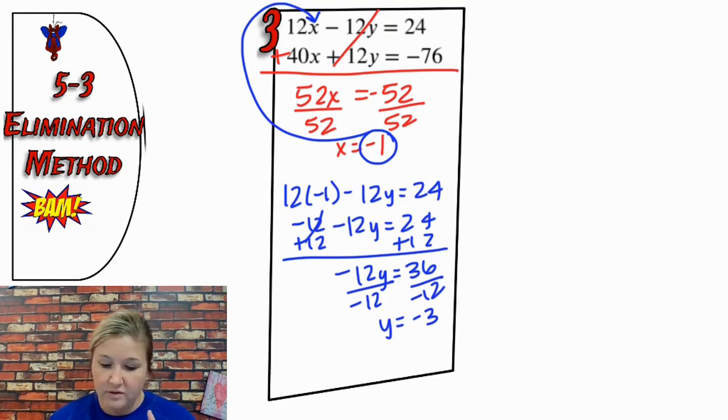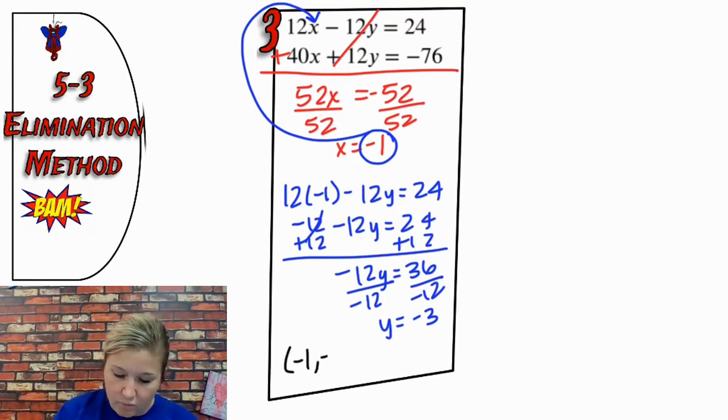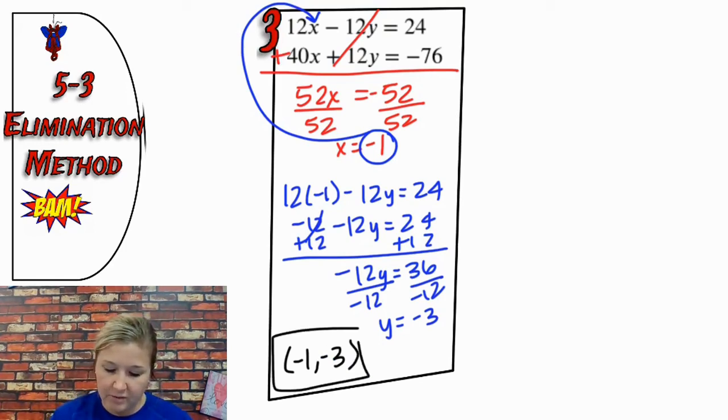So now, final solution. Remember, you like to write it as an ordered pair. Negative 1, negative 3. That would be where those two graphs cross. Remember, that's the solution for systems of equations.